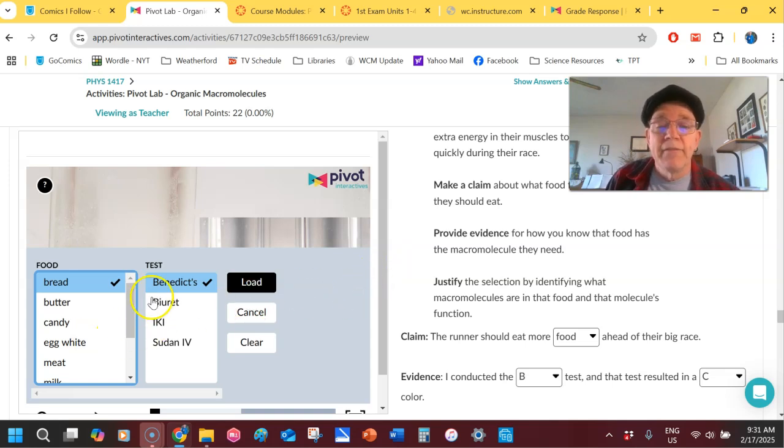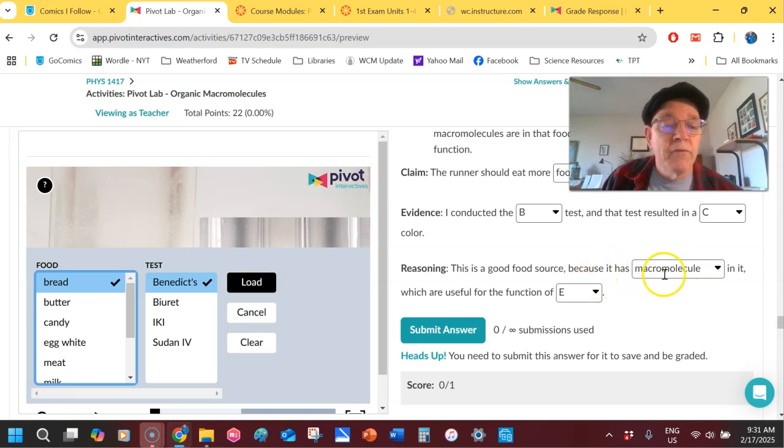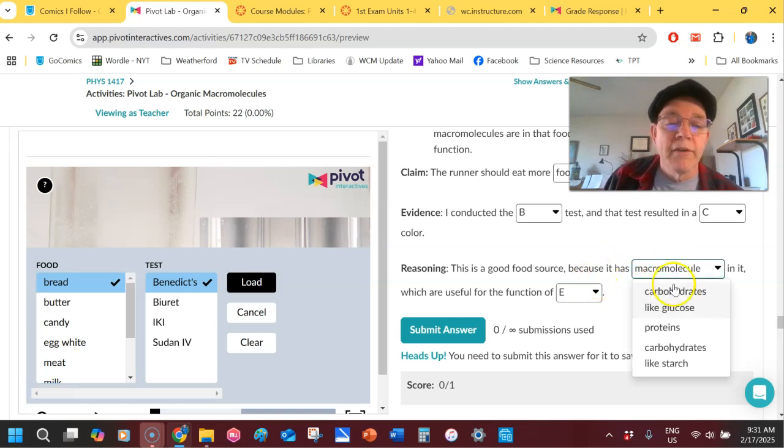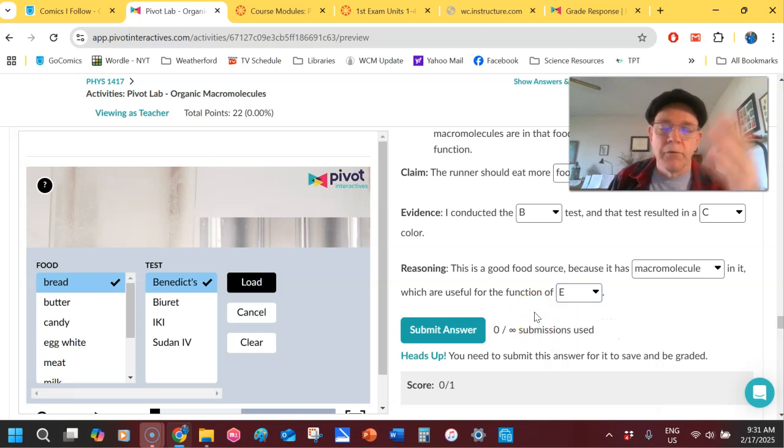Then you would run a test on that food to prove that, yes, indeed, it does have that nutrient, and you would put what test you conducted and the results from it, and you say this is a good source because it has whatever you're trying to look for, in this case carbohydrates, and that they are useful for this function, which would work for what they're looking for, in this case the runner. All right, and so you would fill that out. Now, just for the record, there are some of these that could be more than one correct answer, because there may be more than one food over here that has carbohydrates or that has protein or whatever. So you're looking for the best answer.